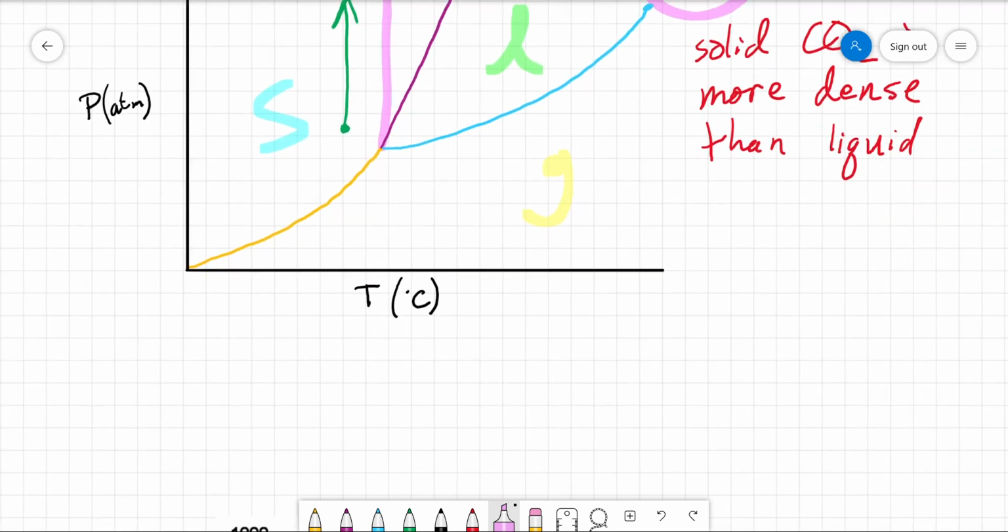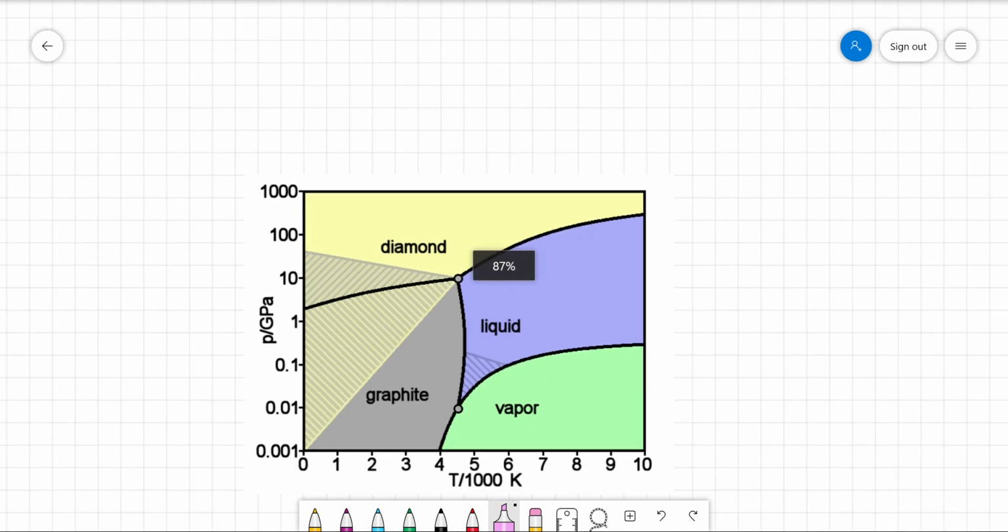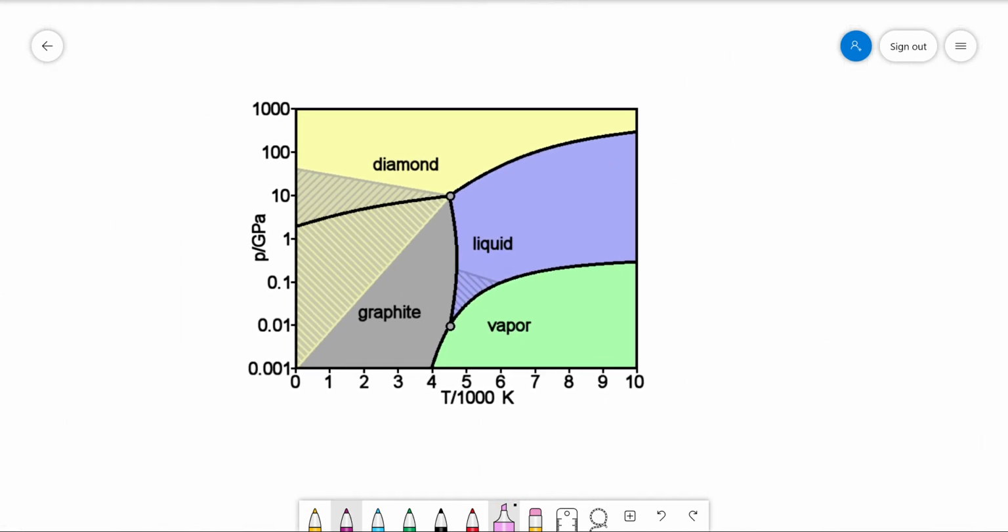Okay, one more thing about phase diagrams. I just want to show you one. This is for carbon. And carbon is interesting. You'll notice that there are two solid phases, graphite and diamond. That's pretty common for complex phase diagrams. We kept them simple, but like I said, they can get really complex. We also have the liquid and the vapor like we would expect.